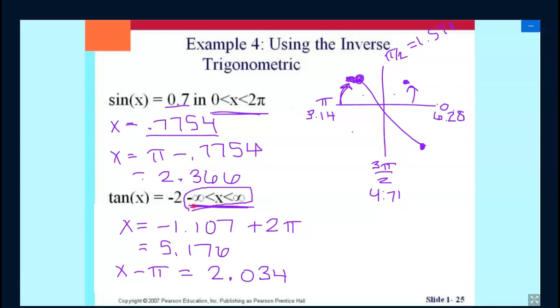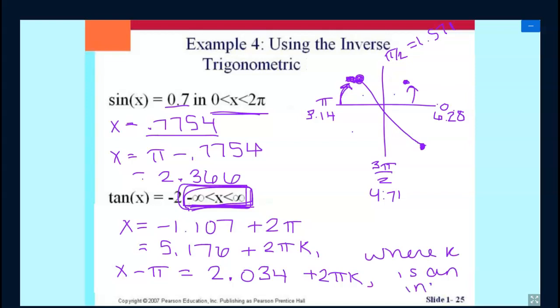But this doesn't want to know just the unit circle values. It wants to know on the entire x domain, which means that these two values occur every 2 pi k, where k is an integer. So you have to pay extreme caution to your domain and range. Here, it only wanted the ones on the unit circle. This one wants the ones in the entire domain.